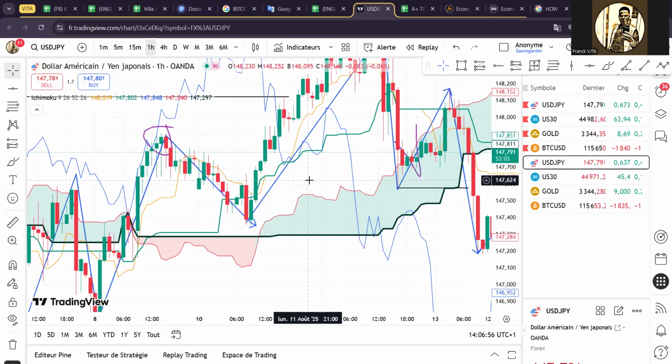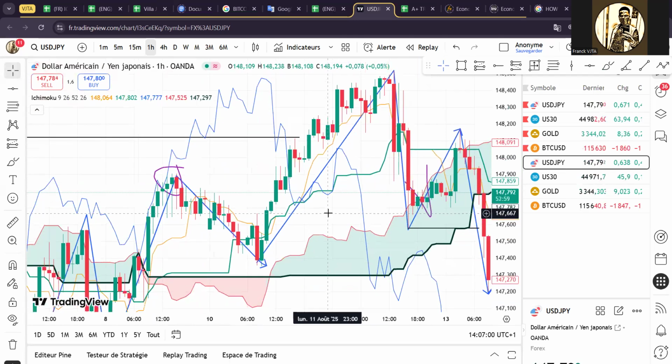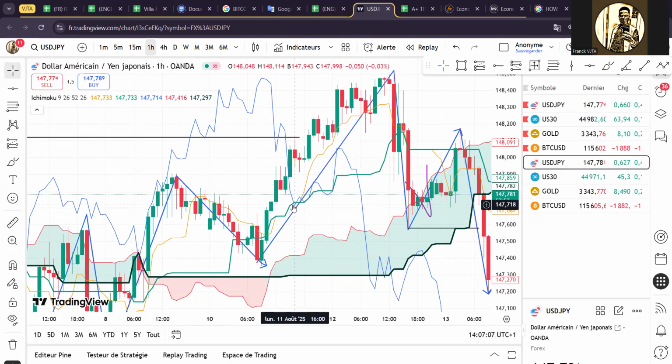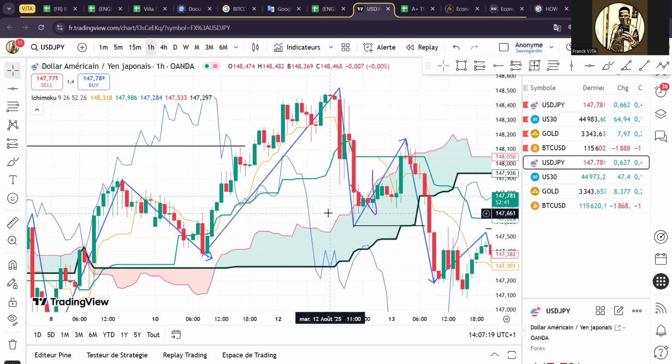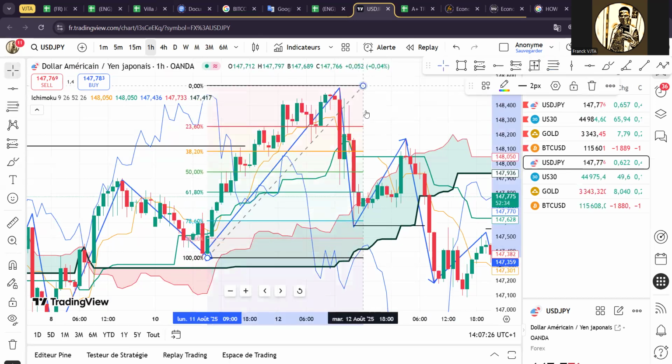So I'm just showing you all of this to tell you that Ishimoku has everything in one. That's why it's called Ishimoku Kinko Hyo, the equilibrium at a glance. Anyway, so SSA, from this bottom to this high.